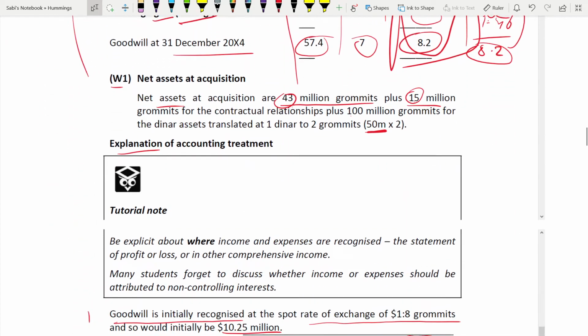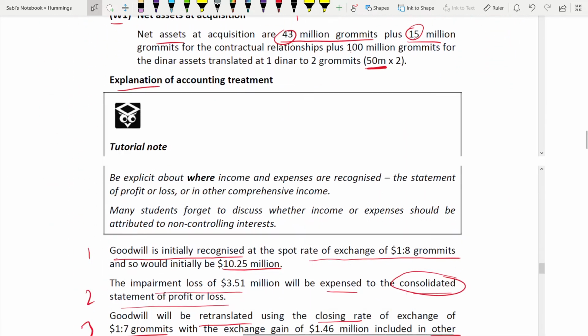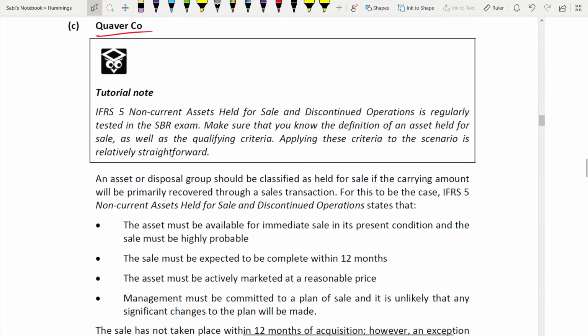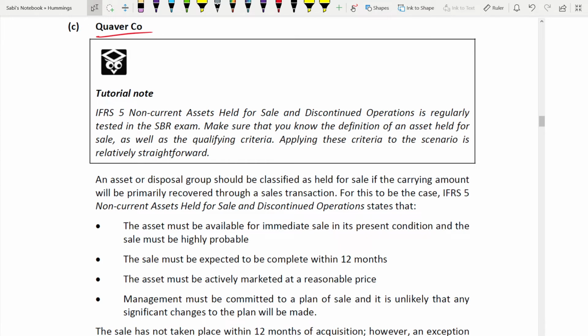So you see how long it took me to read it, maybe 1 or 2 minutes, 1 minute maybe. So clever. Remember, this is IFRS 5. That means you have to have some criteria. You have to write about the criteria whether it is classified as held for sale or not. Before that, you have to define what is this disposal group. So this asset or a disposal group should be classified as held for sale if the carrying amount will be primarily recovered through a sales transaction.